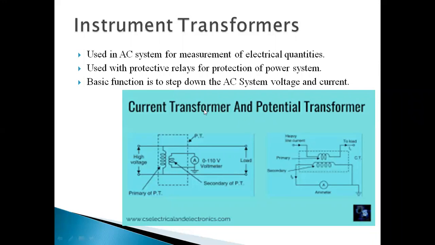This current transformer decreases the current to 5 ampere, which is measurable, meaning we can measure from 0 to 5 ampere, and the potential transformer's voltage is decreased up to 110 volt. So we can measure from 0 to 110 volt. This is in India, but in America that voltage is almost 67 volt only. So that much voltage is lowered here. These are the instrument transformers, used for measurement purposes.